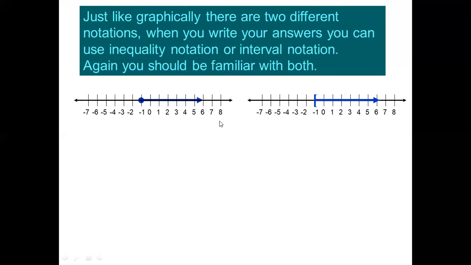So just like the graphical notation, there are two different notations, or you can represent the inequality in two different forms, but both are the same.